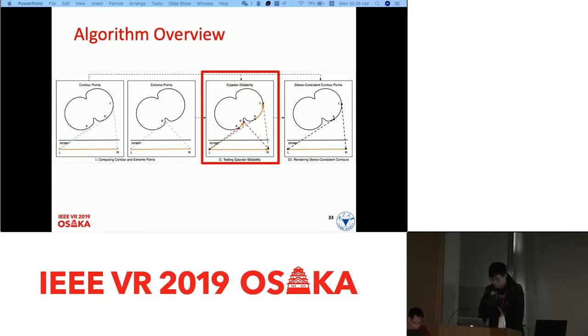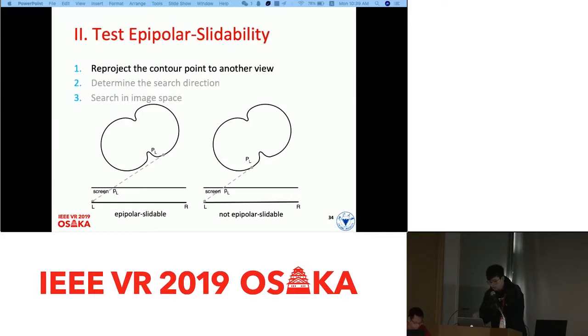The second stage is to test epipolar-slidability by an image space search. The image space search process consists of 3 steps. The first step is to reproject the contour points from the current view to another view.